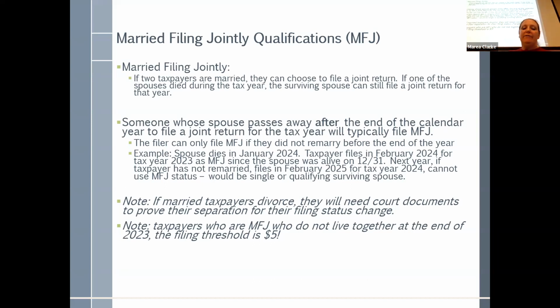All right. If married taxpayers divorce, they have to have court documents to prove their separation for their filing status change. And if they are filing joint, but they don't live together at the end of the year, then they have a different filing threshold. Instead of saying you have to file if you have more than, say, $25,000 of income, the actual amount is $5 of income. So they have to file more returns.